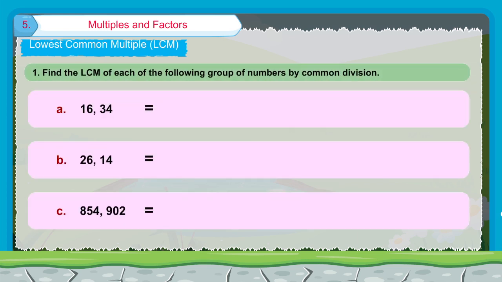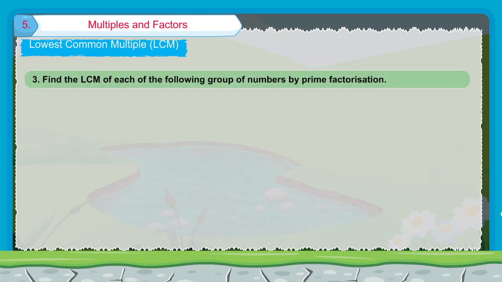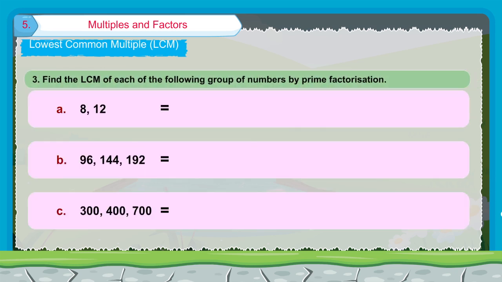1. Find the LCM of each of the following group of numbers by common division. 2. Find the LCM of each of the following group of numbers by listing their multiples. 3. Find the LCM of each of the following group of numbers by prime factorization.